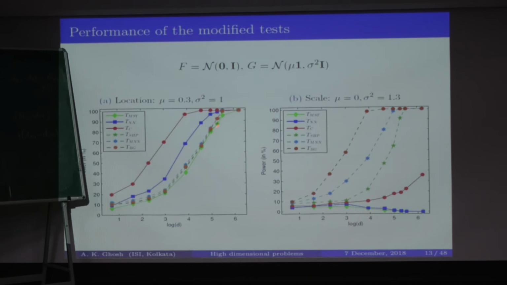In the case of the location problem, it has almost the same power as the Friedman-Rafsky test. But in the case of the scale problem, it is performing way better. This one, SHP, is performing way better than the Friedman-Rafsky test. So these small modifications we have made are working well.